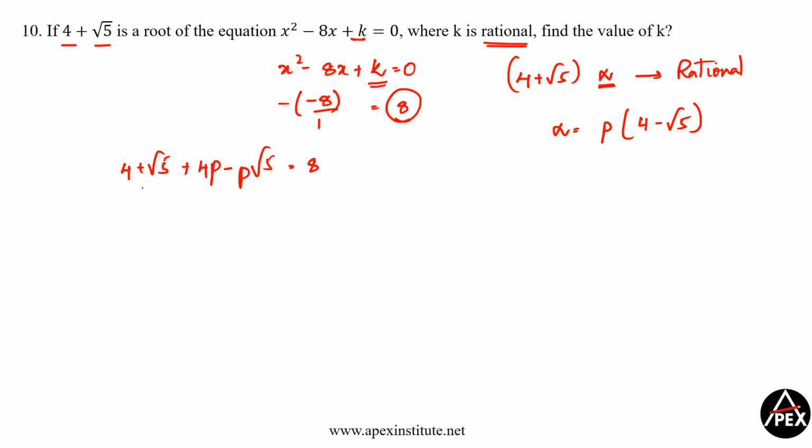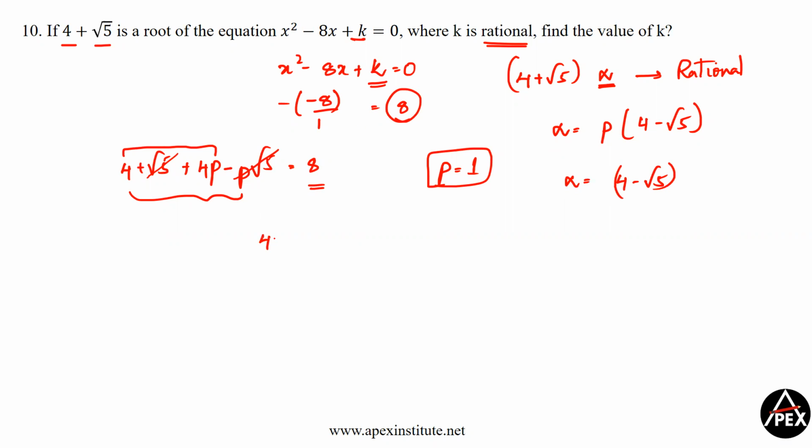Again, the sum of two roots, and we do have a rational number here, so these two should get cancelled and the value of the rational part should be 8. This is possible only when the value of p is equal to 1. So p is equal to 1, so the second root will be 4 minus root 5. So k is nothing but the product of two roots. So 4 plus root 5 into 4 minus root 5 is equal to k. So 16 minus 5, the value of k will be equal to 11. So the answer for this question should be 11.